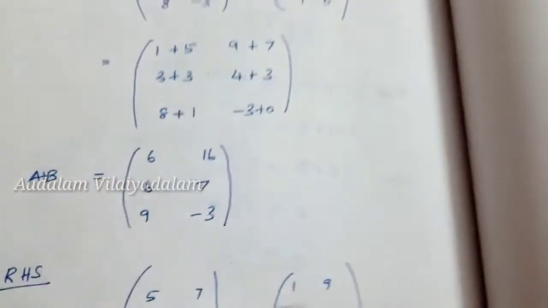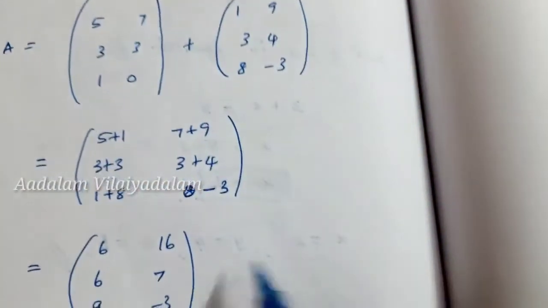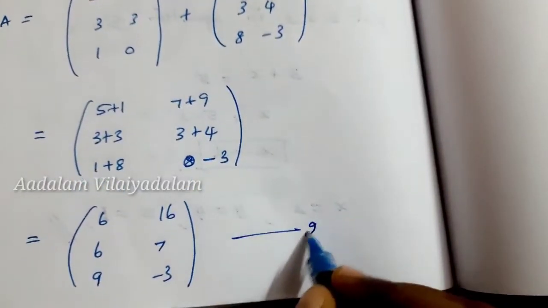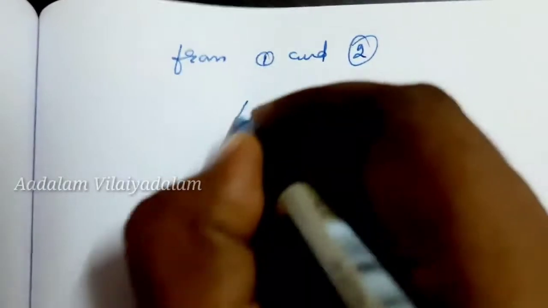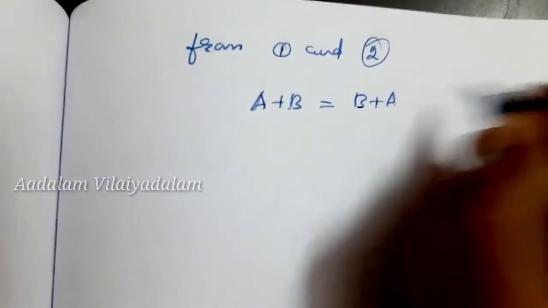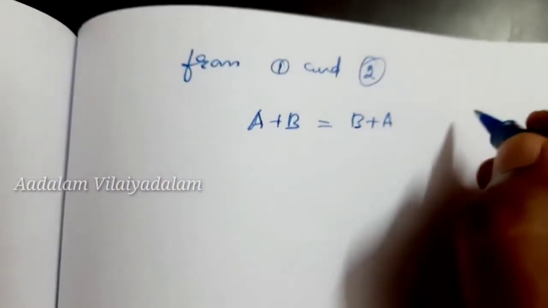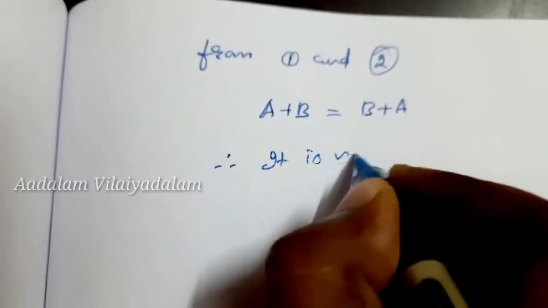Now let's call this A plus B equation 1. In the same way, let us call this B plus A equation 2. Now if we compare 1 and 2, from 1 and 2 we could write that A plus B equals B plus A. Hence it is verified. They have asked us to verify, therefore we write it is verified.